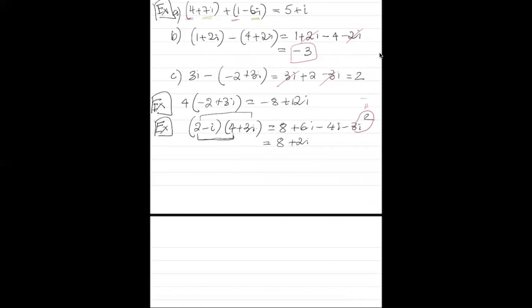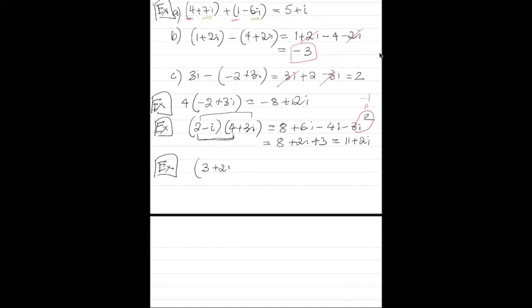And we get plus 3, because negative 3i squared will be negative 3 times negative 1, so that is plus 3. Combine like terms, and you have 11 plus 2i. So that's how we multiply a complex number, by FOILing them.